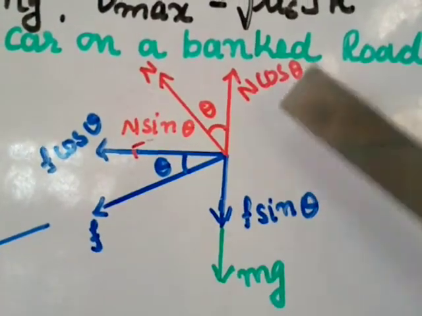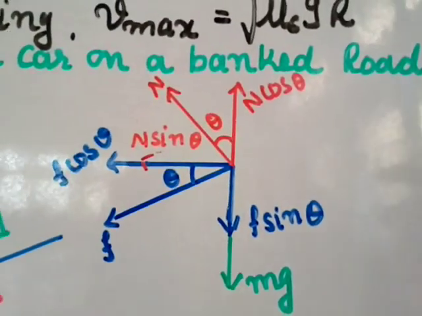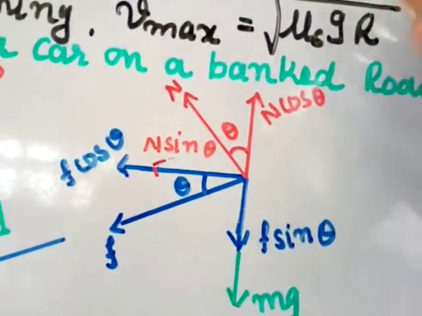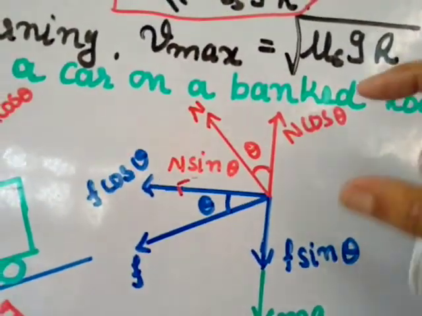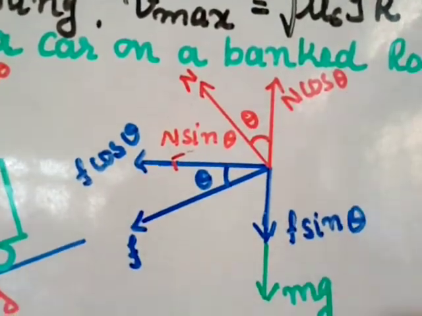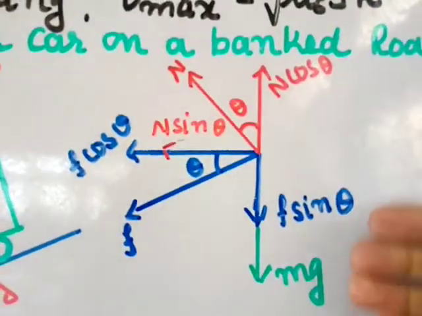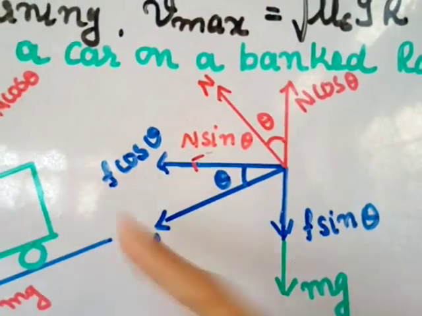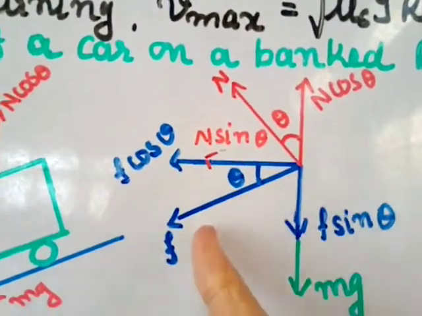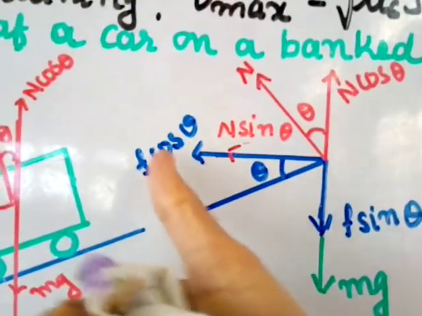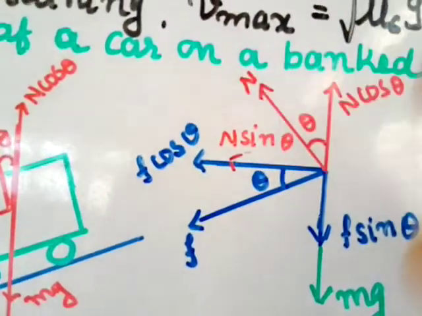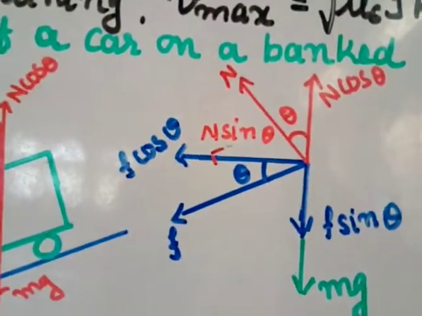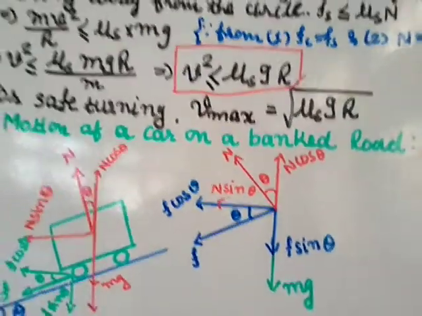Now they will be equating each other. Why? Because we know that there is no acceleration in the vertical direction, right? In vertical there is no acceleration, therefore the total of these three will be zero, or you can say that this will be balanced by this force. And centripetal force will be given by the sum of these: one is a component of F, that is F cos theta, and one component of N, that is N sin theta. So this will give you the centripetal force.